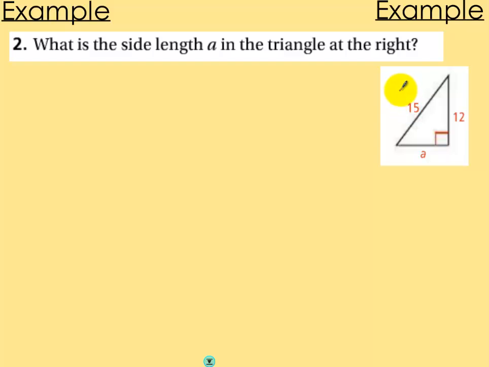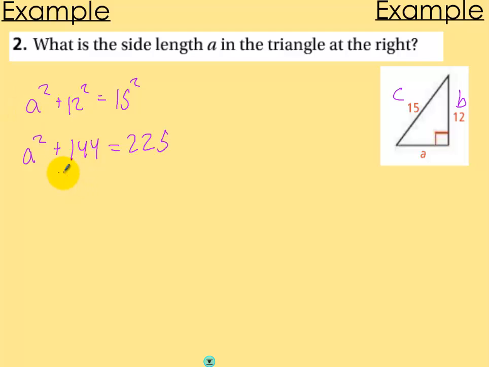Okay, I'm going to label this in the triangle. That's my c, that's my hypotenuse. This is a, this will be b. So I have to find a. A squared plus b squared, so a squared plus 12 squared equals c squared, 15 squared. That means a squared plus 144, since 12 squared is 144, equals 225, since 15 squared is 225.